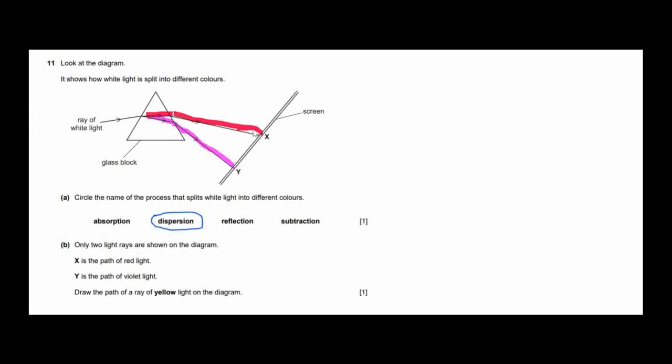Now, where do we draw the yellow light? 10 seconds from now. 9, 8, 7, 6, 5, 4, 3, 2, 1. So let's open up the answer. So the yellow light will be in the middle between X and Y. So the yellow is in the middle. That will be correct as long as you draw a straight line in the middle, somewhere between that.